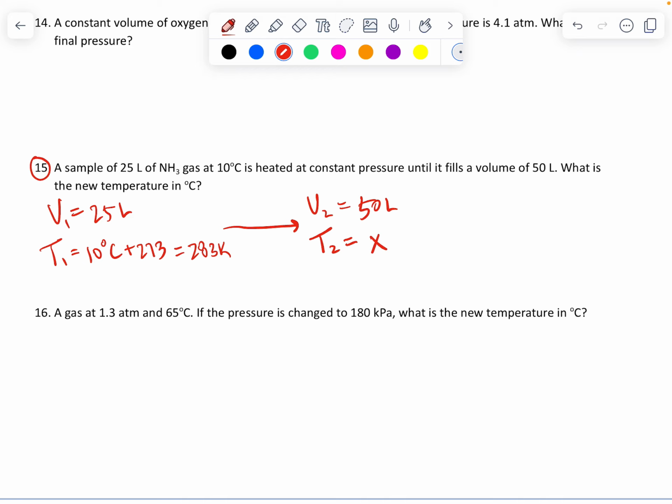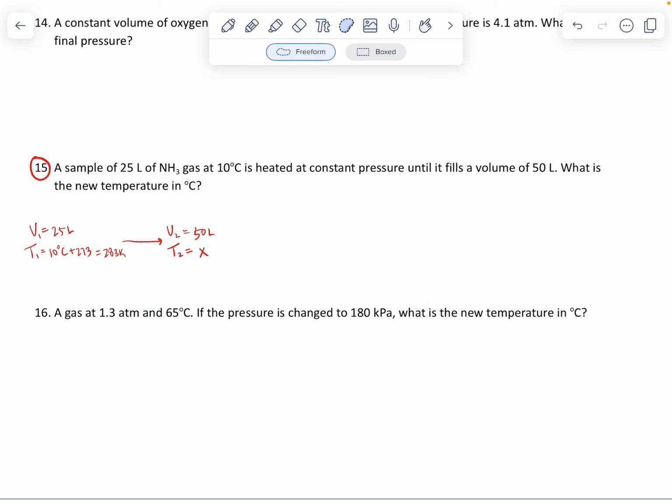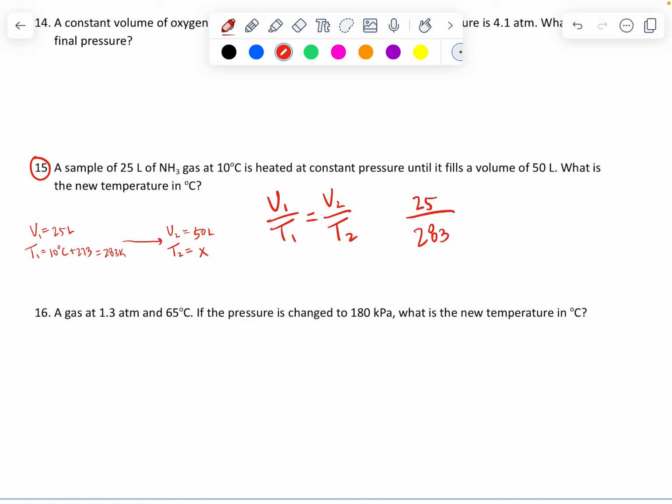So let's see. Which one of the gas laws am I going to have to use for this one? I got volume and temperature. That would be Charles's law, okay? Just going to shrink that in size a little bit. Wrote it too big. Okay, so that's V1 over T1 equals V2 over T2. Let's just plug and chug. Volume 1 is 25 liters, right? 25 divided by temperature 1, that's 283, equals 50 liters over x, the new temperature.